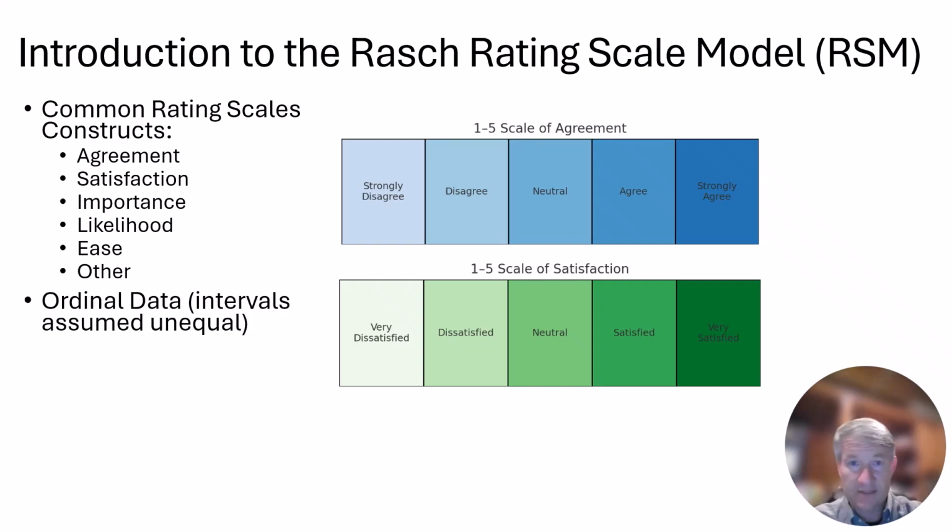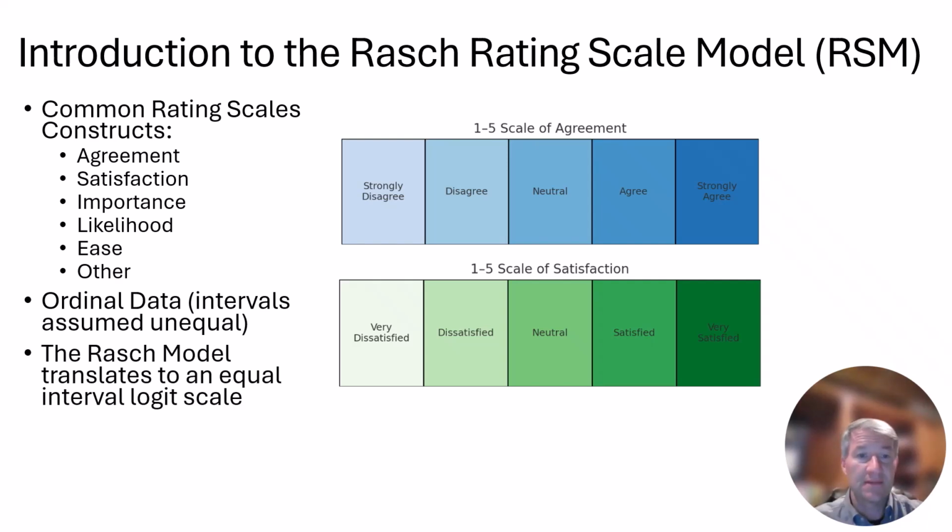The key here is that these data from rating scales are considered ordinal. That is, we don't assume that the intervals between these ordered categories are equal. In fact, we assume that they're unequal. And the beauty of the Rasch model is that it translates this ordinal data, where we can't assume that intervals between categories are equal, into an equal interval logit scale, which is optimal then for downstream statistical analysis.